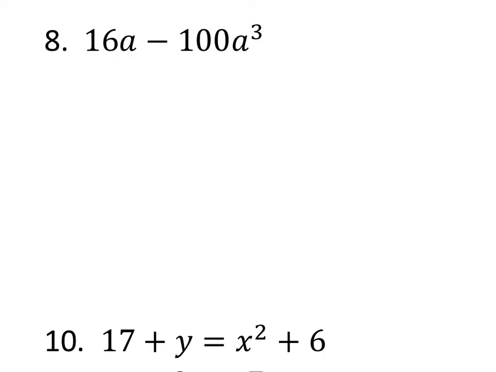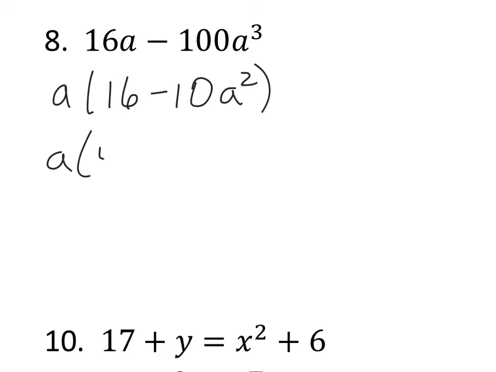So problem number 8 is essentially the same thing. I'm going to factor out an a, and then I'm going to factor the difference of two squares, which is what's left after I factor out this a. So I get 4 minus 10a, 4 plus 10a.